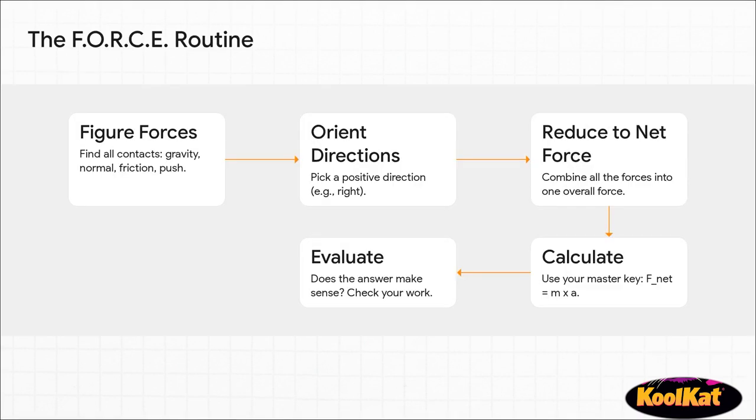And to make it even easier, we've got a strategy for you, the FORCE checklist. It works every time. First, you figure out all the forces. Then, you orient your directions. Decide right is positive and left is negative. Next, reduce all those forces down to a single net force. Calculate using our master key, F equals ma. And last, evaluate your answer. Does it make sense? Follow these steps and you're golden.